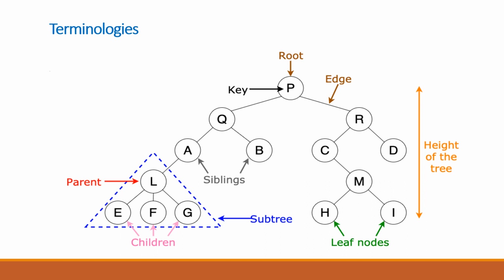The first terminology here is the root node. What is the root node? The topmost node in a tree is called the root node. Then one more term, the height of the tree or the degree of a node. The number of subtrees of a node is called the degree of a node. And the height or depth of a tree means the maximum level of any node in a tree. We can call it the height of the tree, or also the depth of the tree.